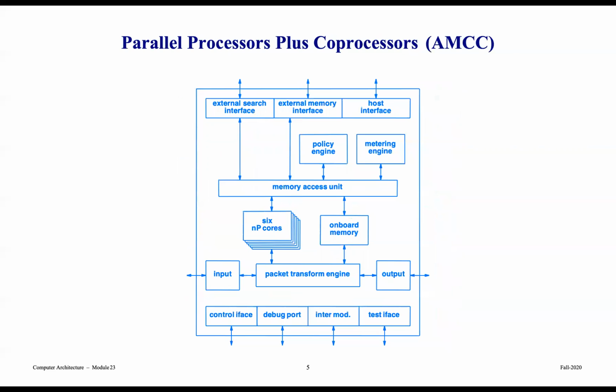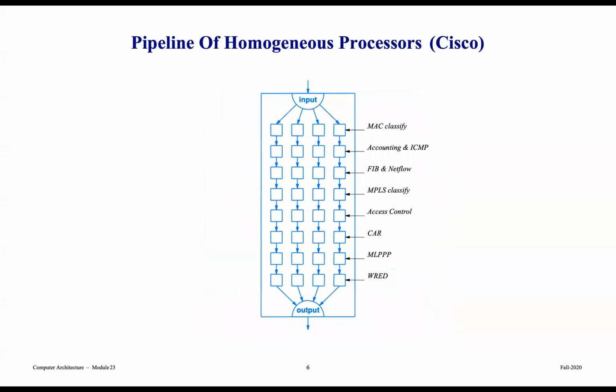In terms of a parallel processor plus coprocessors, here is an example of how that would look. We can have external search, external memory, and a host interface. That's one side of it. Then we have the control interface, the debug port, and other things down here that we're all trying to get hooked together. So that's yet another thing for us to be considering.